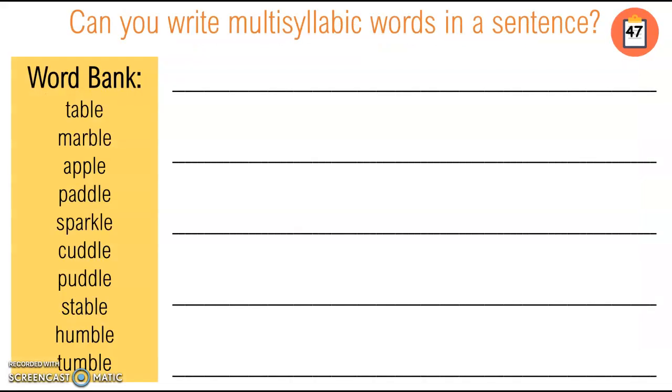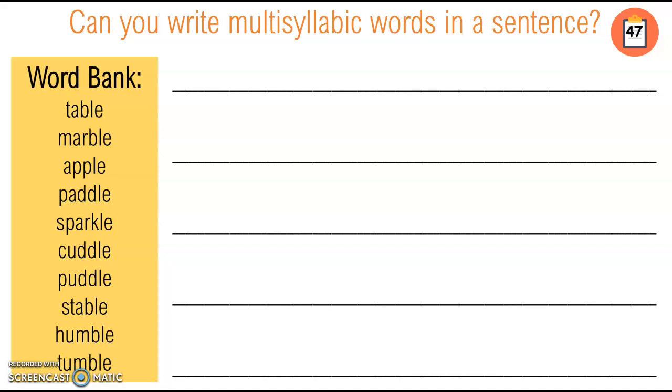Okay, so here's the word bank. So I'm going to read the words to you. Here are the words: table, marble, apple, paddle, sparkle, cuddle, puddle, stable, humble, tumble. Okay, so try to create a sentence using as many of those words as you can. Remember, your sentence needs your subject and your predicate. Remember, your subject is who or what your sentence is about. Your predicate's going to tell me, what did your subject do? Or what is your subject doing?